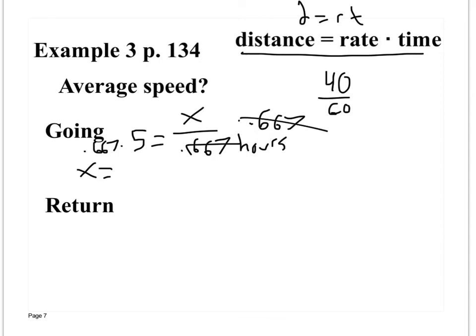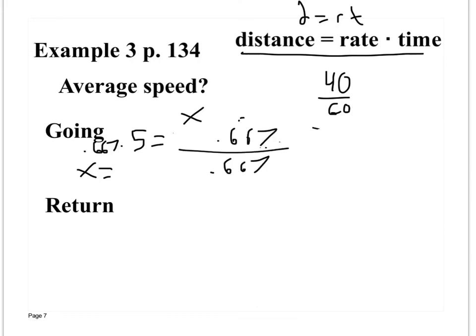Oh no, hold on. Sorry, I got this all wrong. We shouldn't have been dividing. We should have been multiplying, because my rate times my time. My time was 0.667, so I divide by 0.667, sorry. So 5 divided by 0.667 comes out to 7.5 miles per hour. That was their average speed going.